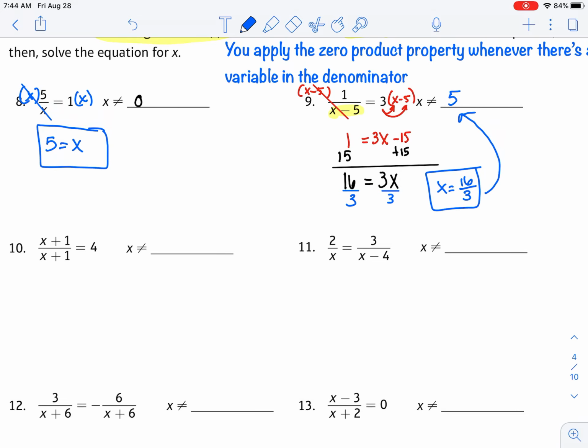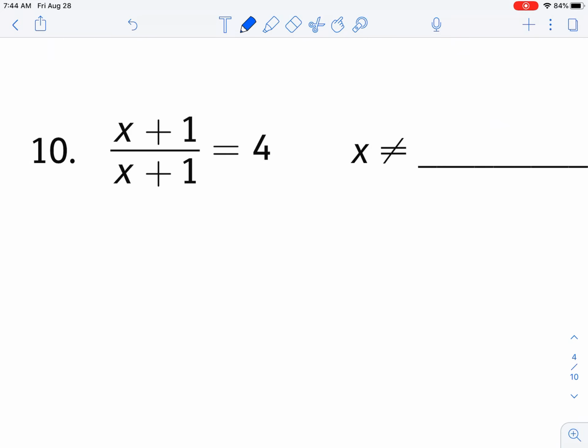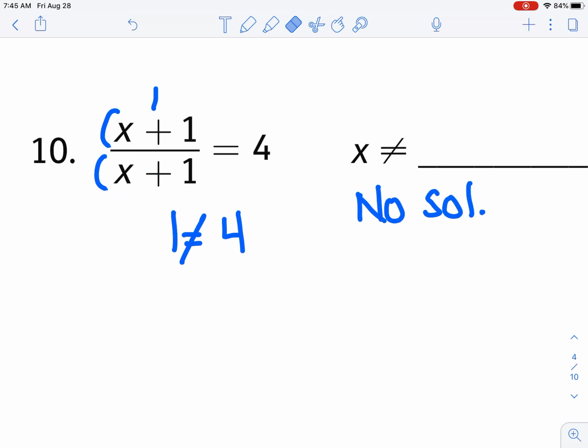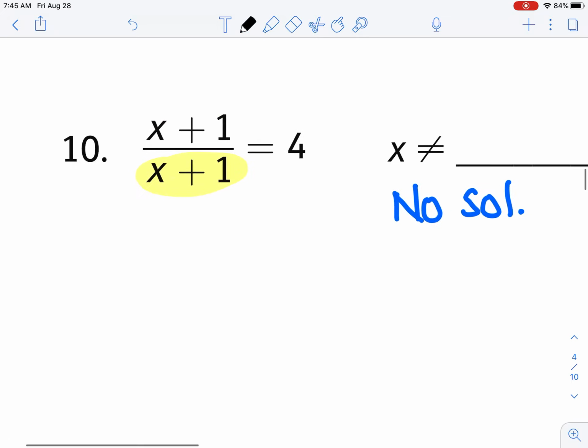All right. Now, let's look at number 10. Right away, I'm going to solve this both ways so that you could see it. But in this example, anything divided by itself, isn't that 1? So right away, I get 1 equals 4. Well, that's a false statement. So therefore, I know the answer is going to be no solution. So if you can recognize that right out the gates, more power to you. You can use that concept. However, I'm going to go ahead and solve this by clearing the fraction and multiplying by the denominator.